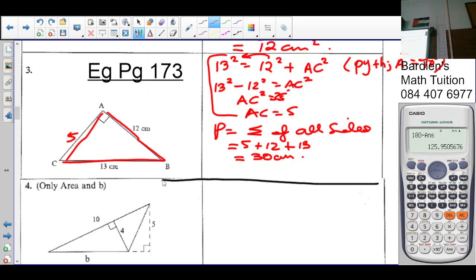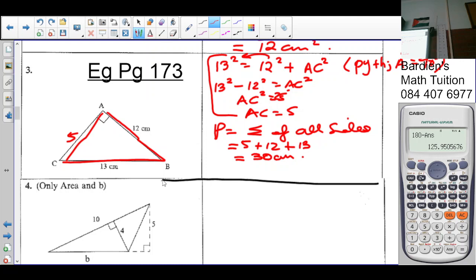The Pythagoras. What's the theorem of Pythagoras in words? The hypotenuse squared in any right angle triangle is? Hypotenuse squared is equal to the sum of other two sides squared. So that's your hypotenuse, the side opposite the 90 degrees. So 13 squared is equal to 12 squared plus AC squared. This was the theorem of Pythagoras. And then you just solve AC. Yes?